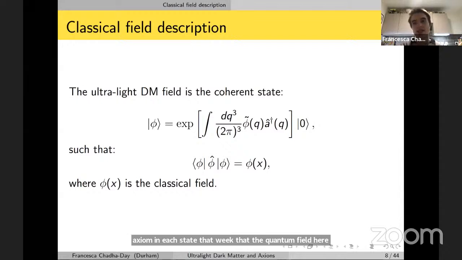This means that this classical field description can, of course, only apply to bosonic dark matter. And indeed, all of the ultralight dark matter candidates are bosons. With fermions, the Pauli exclusion principle would prevent large occupancy of these states. And so you wouldn't be able to have something that behaved in this classical field way.